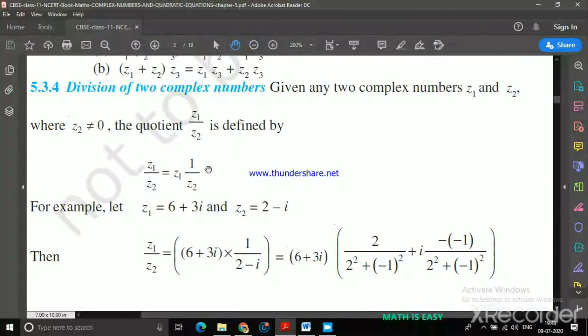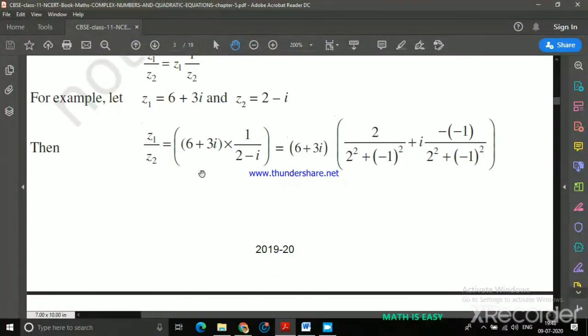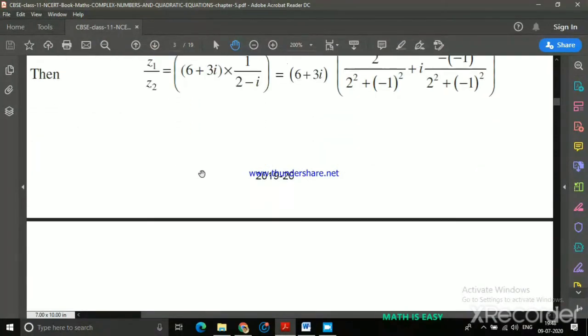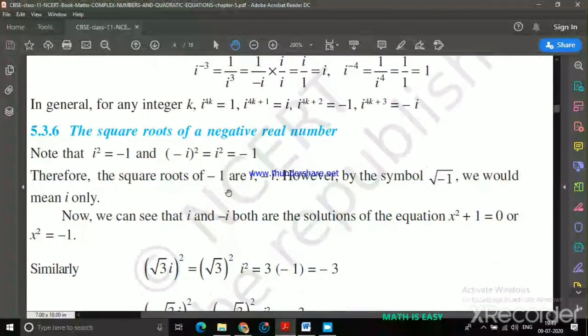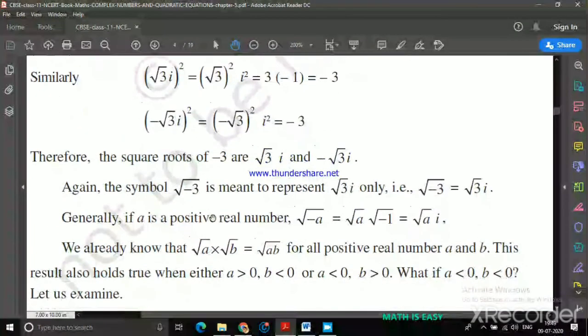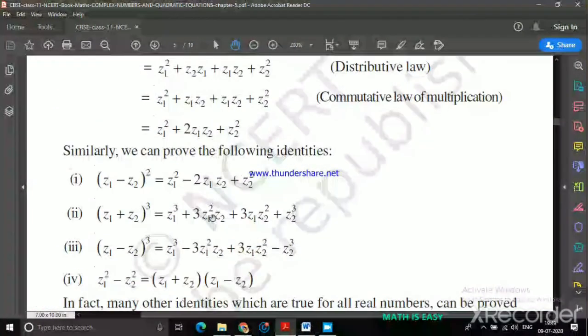Then division of complex numbers is again a complex number, so closure property is satisfied. If I come to the commutative, Z1 upon Z2 is not the same as Z2 upon Z1, so commutative won't be satisfied. Associative won't be satisfied. Inverse does not exist. Identity element does not exist under division. Then the powers of I we already discussed. Square roots are removed from the syllabus, so that we won't discuss.